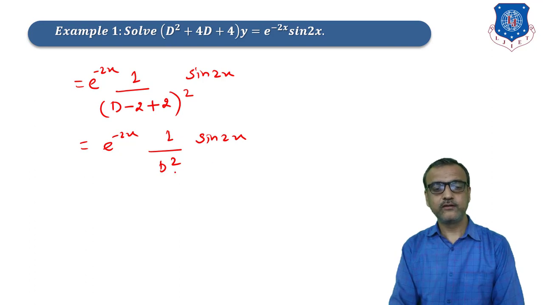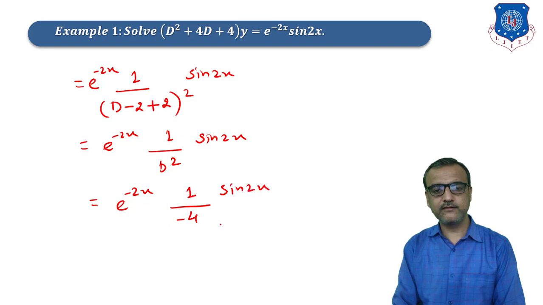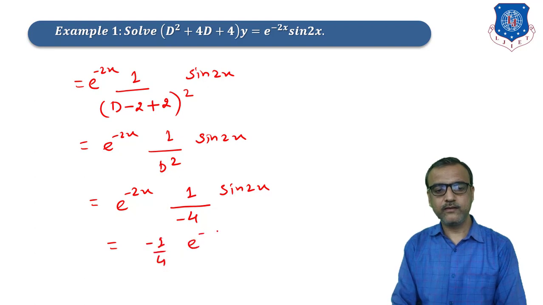What we will do, we will just replace d square by minus a square. Here the value of a is 2 and 2 square is 4, so minus a square is minus 4. So we will just write down e raised to minus 2x. Now applying case number 2, replacing d square by minus 4 sine 2x. So this is the required PI. So this is equal to minus 1 over 4 e raised to minus 2x sine 2x.